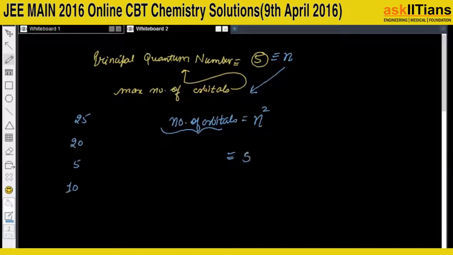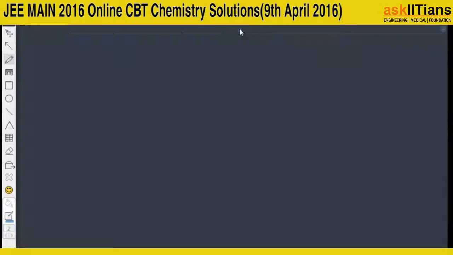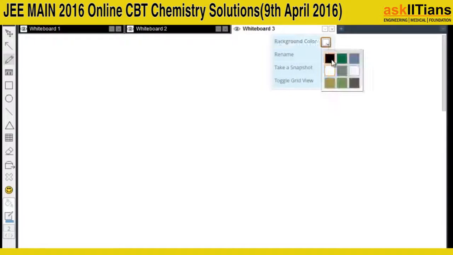If I ask you to put the things there, 5 square will be 25. And hence I can say 25 will be the maximum number of orbitals which will be associated with the principal quantum number 5 in this case. That means if I ask you to mark the options out of A, B, C, D, B is not the correct answer, whereas you can say option A matches with what we have got, and hence this is the correct statement. So moving over from question number 2, let us come over to question number 3 now.